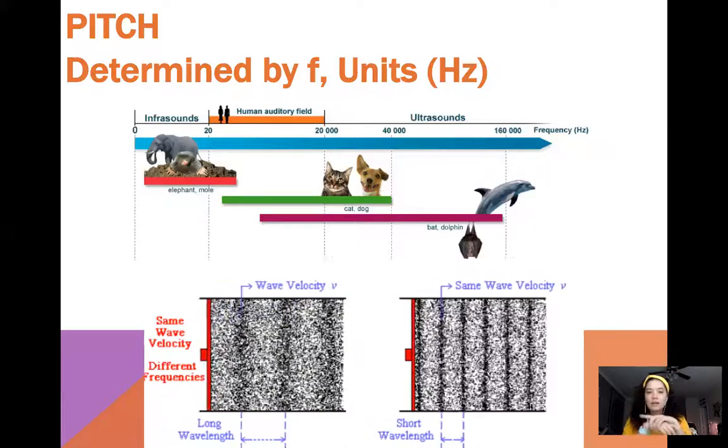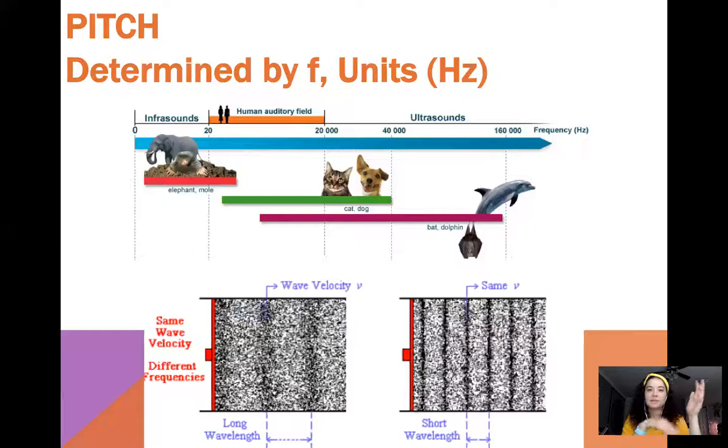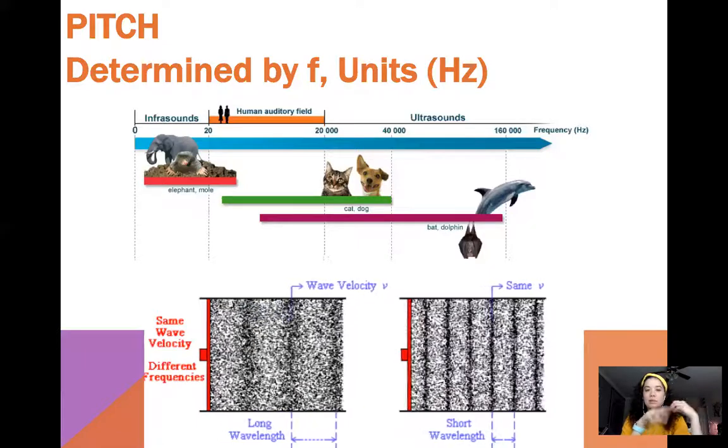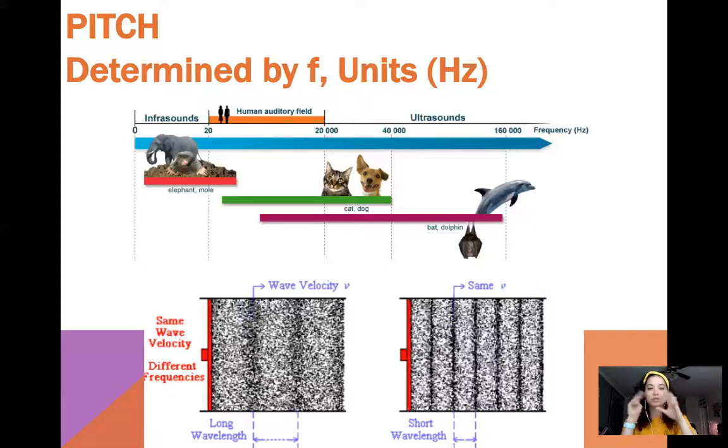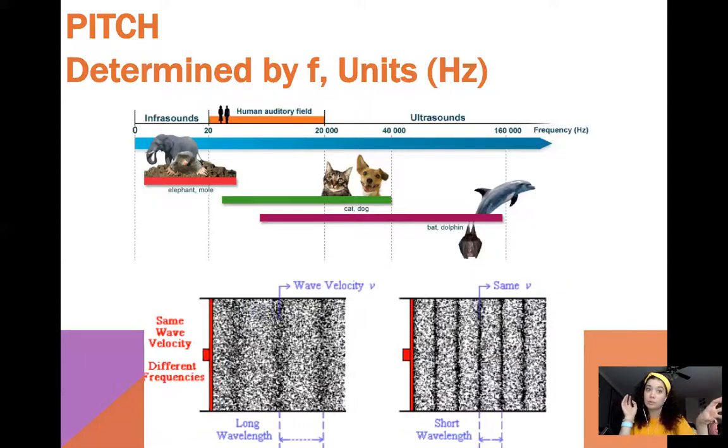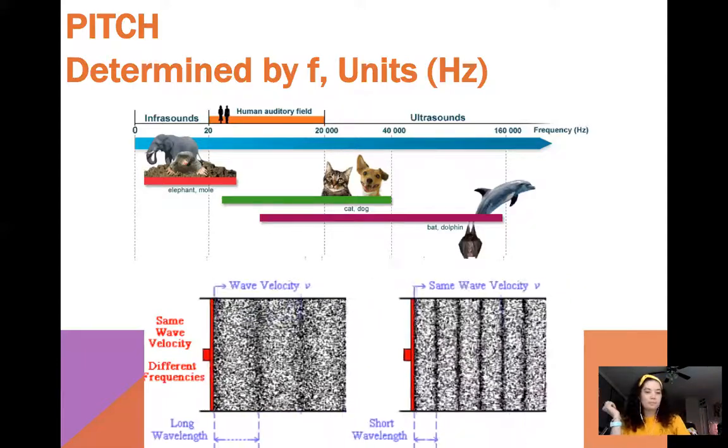Some other examples: bats and dolphins are obviously able to hear much higher frequencies than humans, whereas elephants and moles are actually able to hear sounds at lower frequencies.